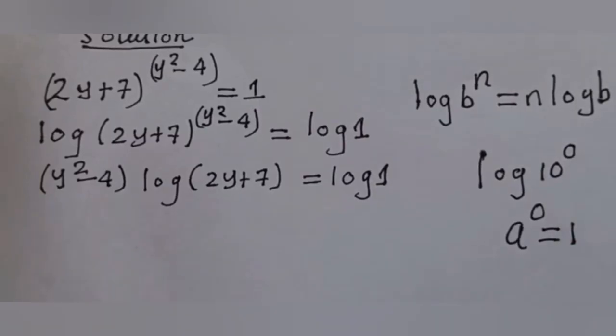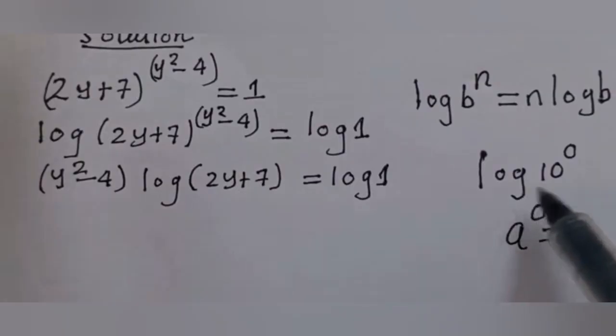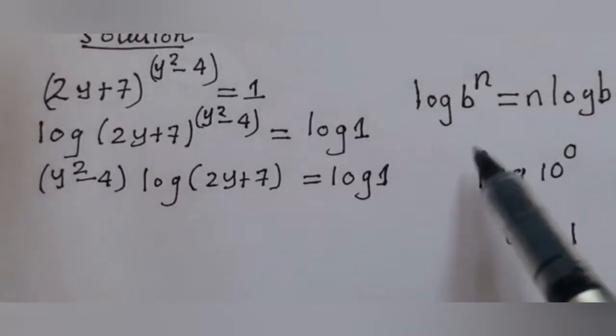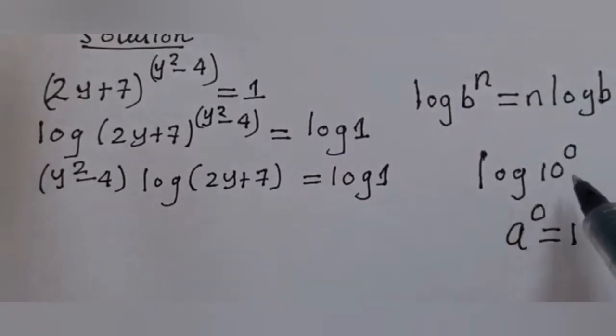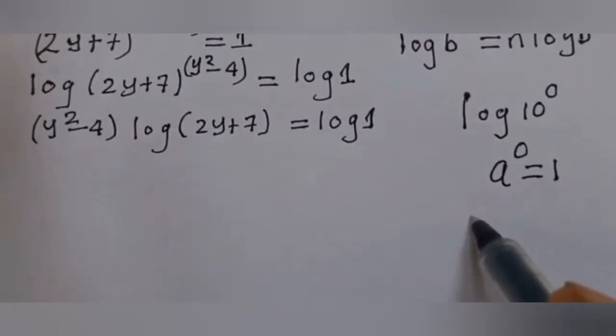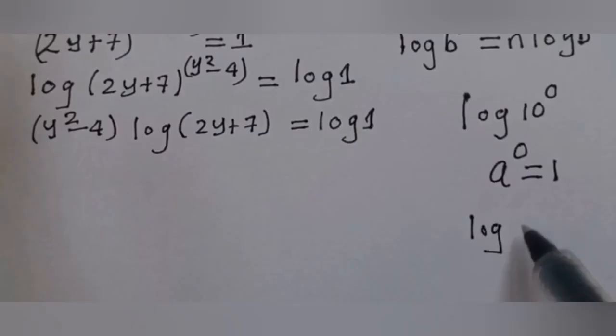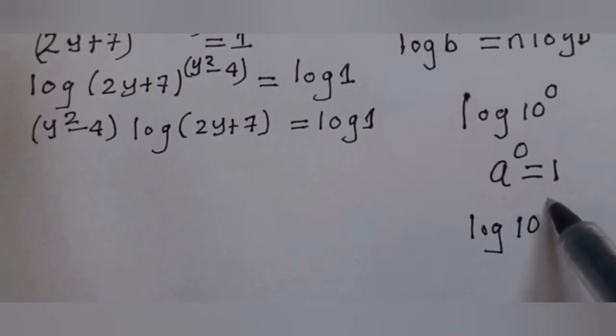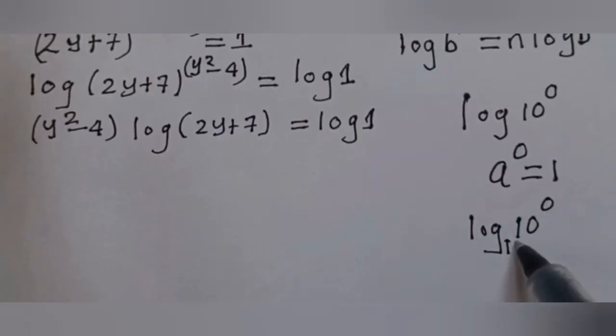The question may be: why 10 here and not other numbers? We know that when writing the logarithm of a number to base 10, usually base 10 is left out. It's not written. So here we have base 10. So log 10 power 0 can be written as log of 10 raised to power 0, base 10.